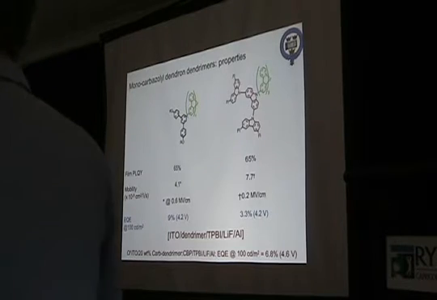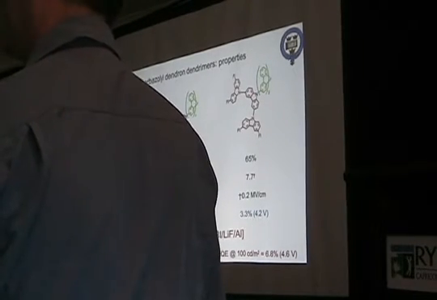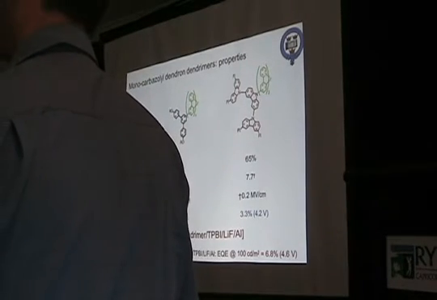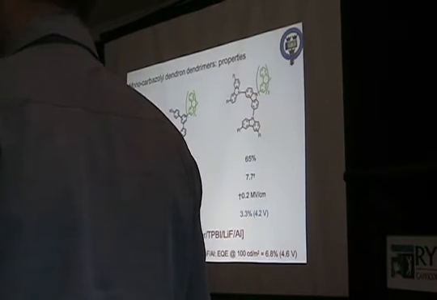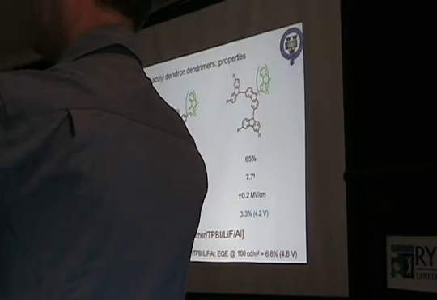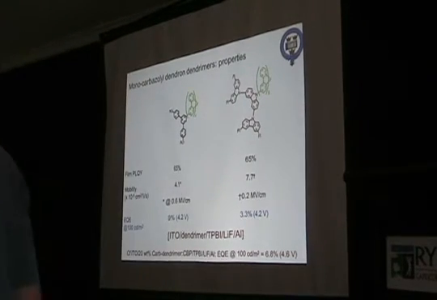Okay? So the hole transport is better, but the devices are worse. And the reason for that is the hole transport is now too good. If you mix this dendrimer with a host material, so you're getting the charge trapped on the dendrimer and slowing the charges down, then the device is actually improved.